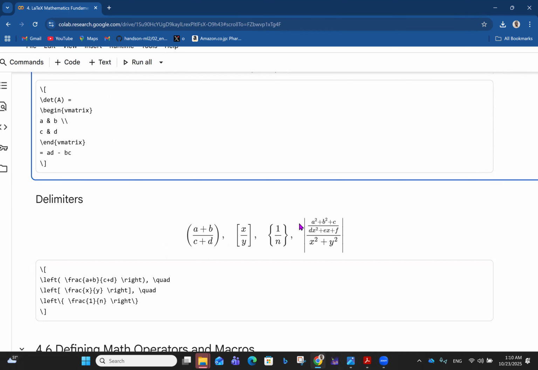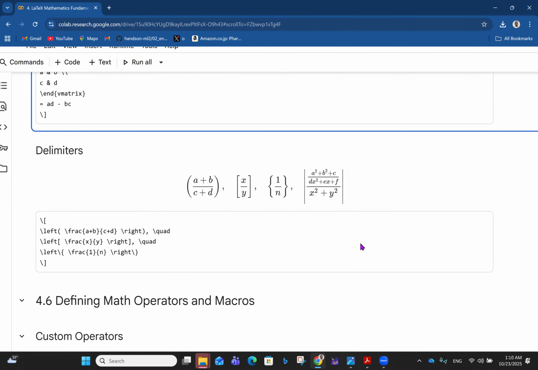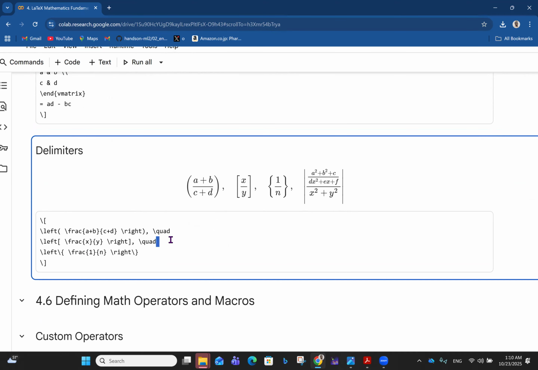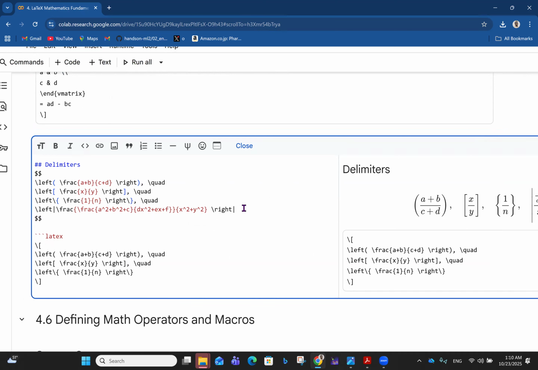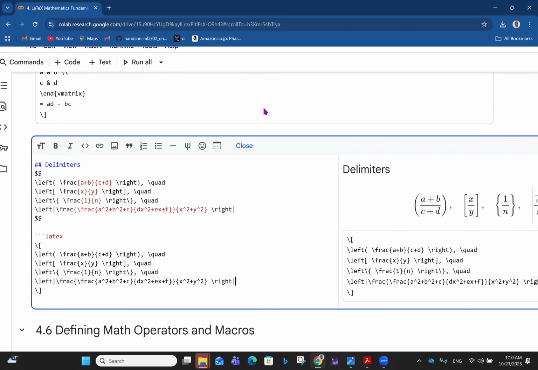You can see that once you put left and right, it automatically takes care of it, no matter how tall the height is. It automatically takes care of the whole thing. All right. So let me just add this to the other example down here. So this is what this is going to look like now.